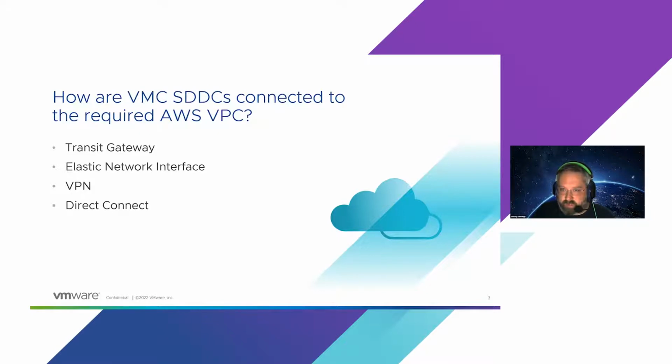The next question is, how are VMC SDDCs connected to the required AWS VPC? Is it a transit gateway, Elastic Network Interface, VPN, or Direct Connect? All right, should have given everyone enough time to answer. So we'll continue on.